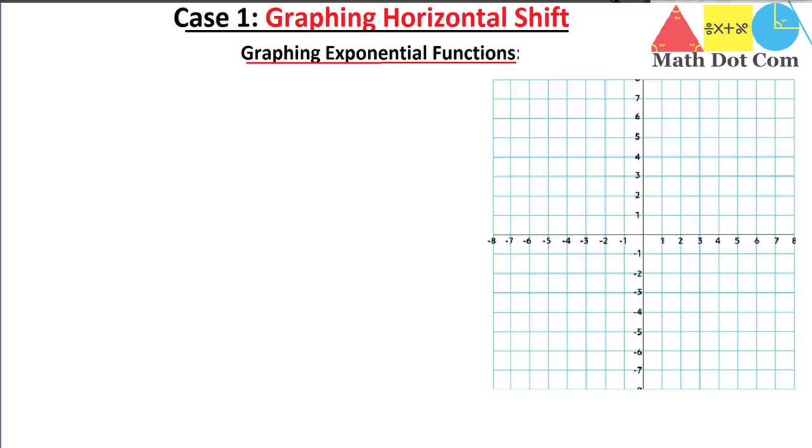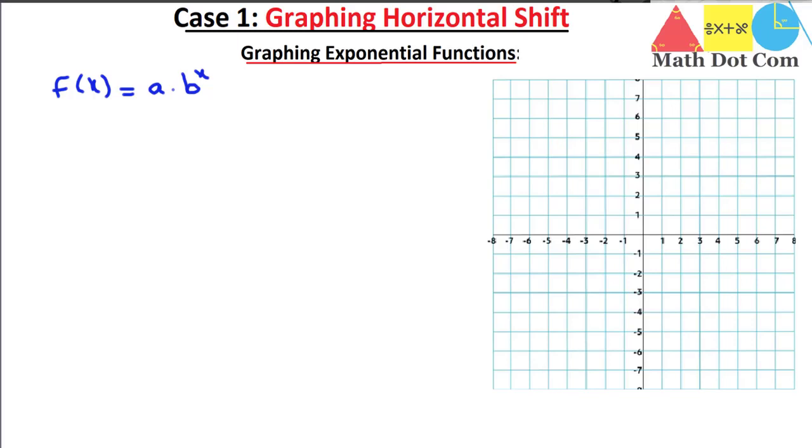First of all, we know that the general form of the exponential function that we discussed in our previous lecture is f of x equals a dot b raised to power x. This is the general form of the exponential function. But when we talk about transformations, this general form is also transformed.